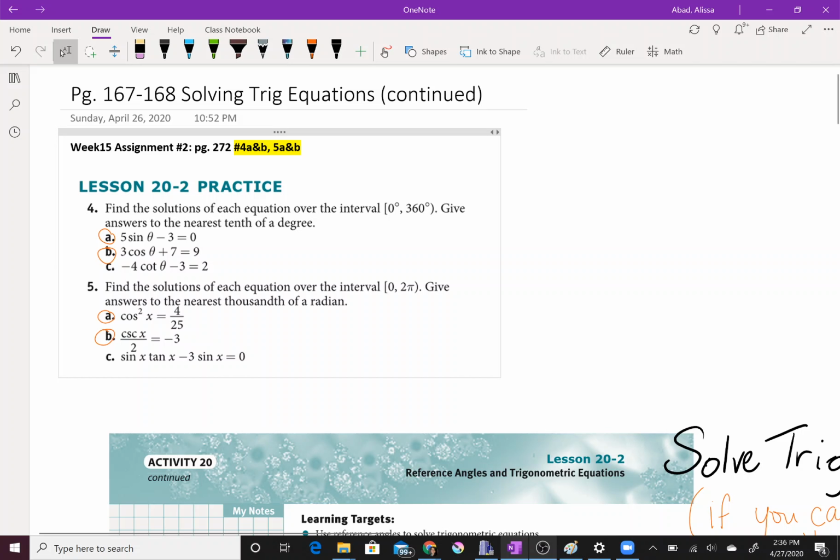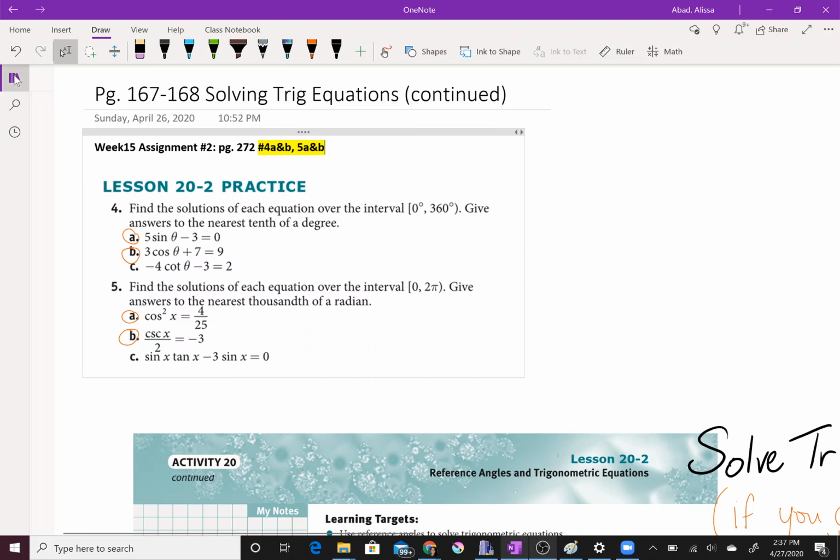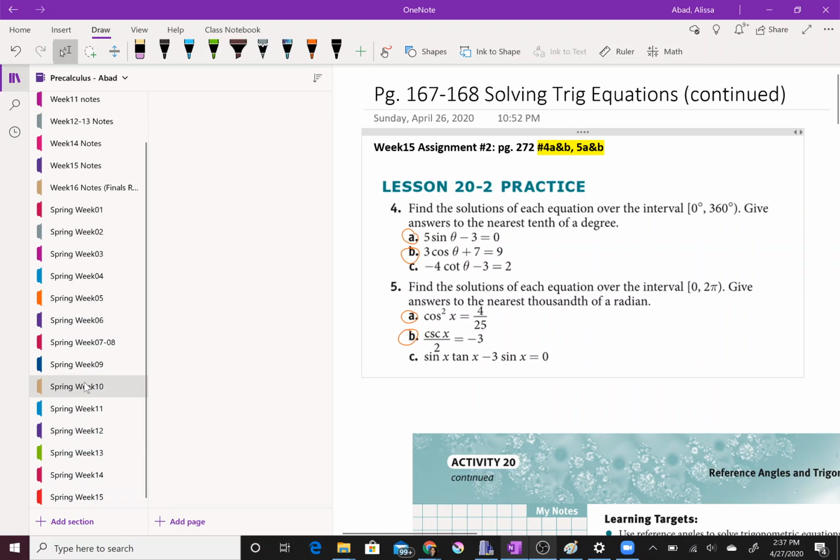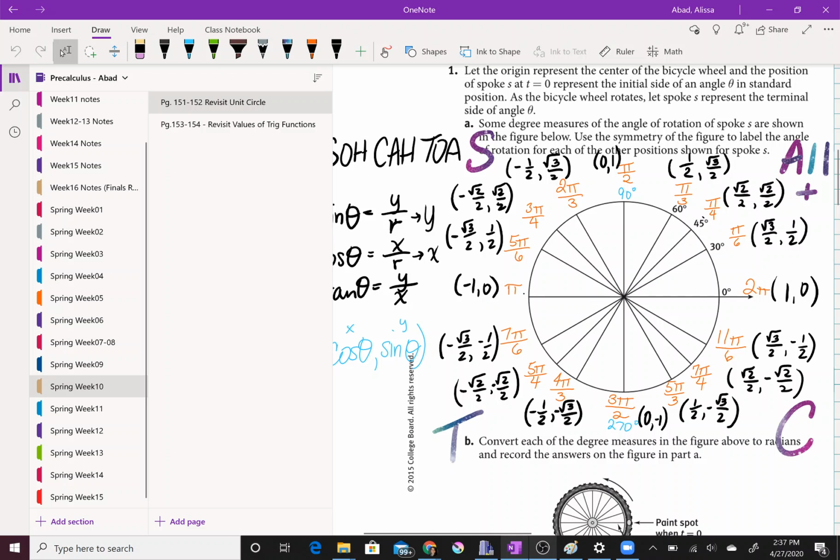This lesson is a little different from the previous one because even though it's still solving trig equations, what we're used to seeing is looking in our unit circle and being able to look at the special angles that it gives. Well, sometimes you may not get those special angles, so your solution may not be 30 degrees, 45 degrees, 60 degrees, and so on. There are going to be different ones.